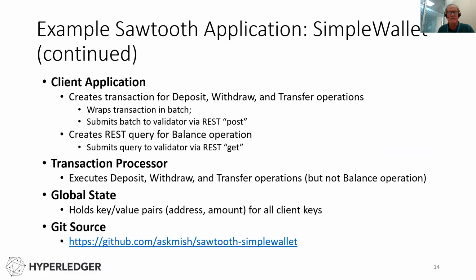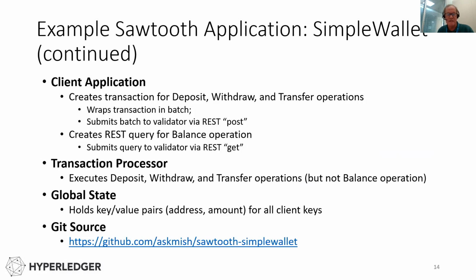The client application just creates a deposit or withdrawal or transfer operation. It wraps that transaction up in a batch and sends that batch to the REST API via POST. For a query, to find your balance, you don't need to talk to the transaction processor or create a transaction. You just query the REST API for the value kept in global state. So for queries, there's no modifying the global state. You're just querying what the current state object is.